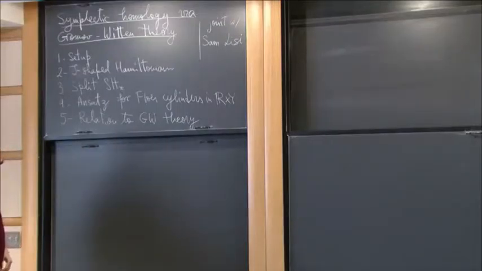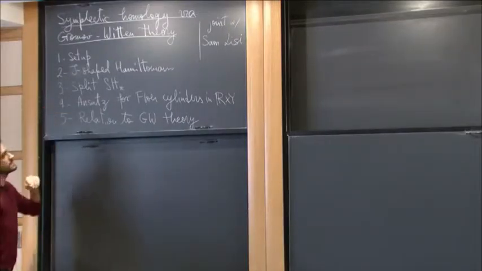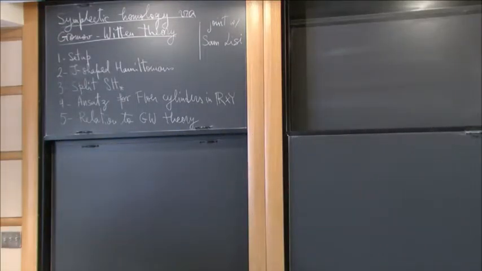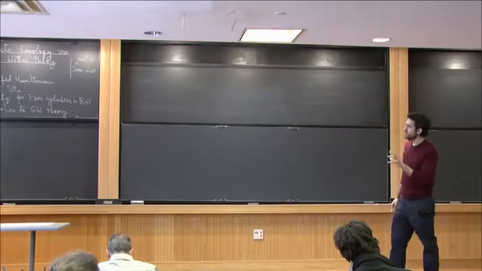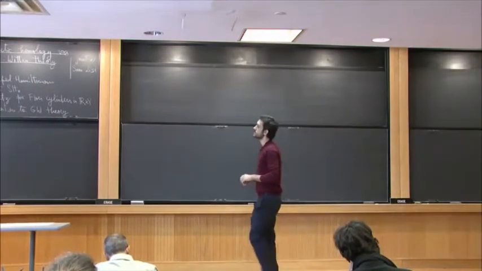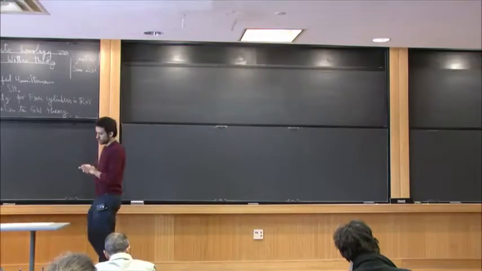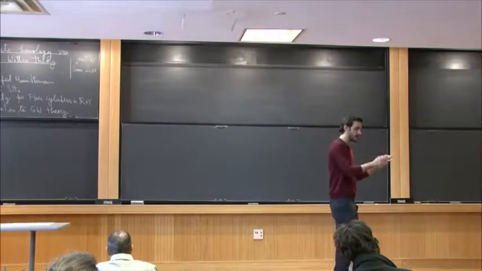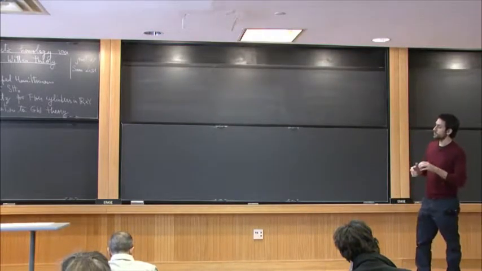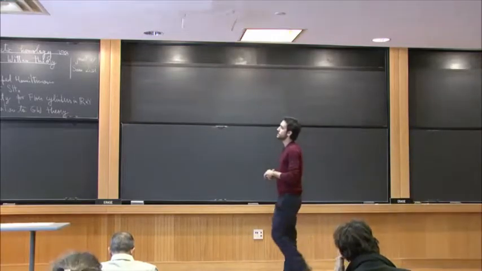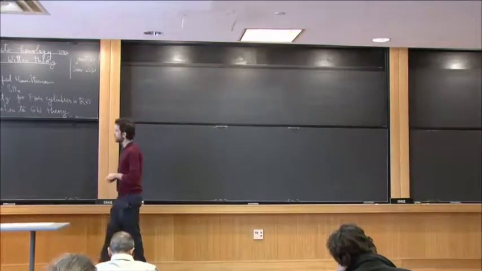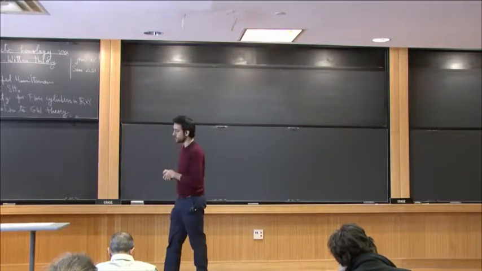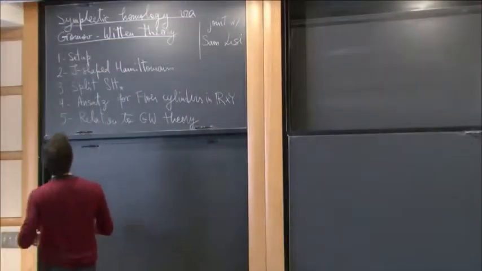And then the most important part is step four, in which we'll discuss how to relate what you count in the differential of this symplectic homology with some other objects that are hopefully more understandable. And then in step five, we'll actually try to relate those with counts of holomorphic curves, hence with Gromov-Witten theory. Okay, so let me begin with the setup.